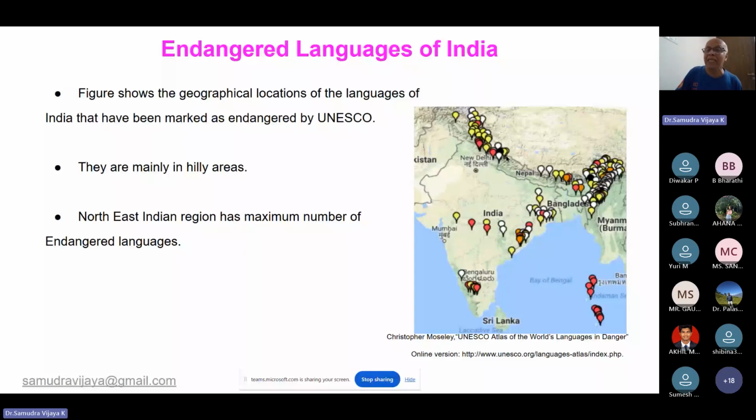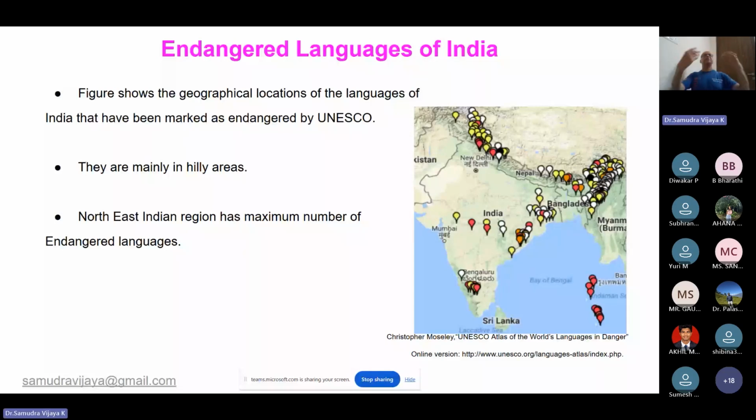So see, many people these days come from hilly areas to the plains for jobs and so on, and their children do not speak their languages. So the languages are vanishing. And they are mostly in hilly areas, here, or northeast India. Lots of them are there, maximum languages. And there are some languages even here also, wherever there are some hilly areas.